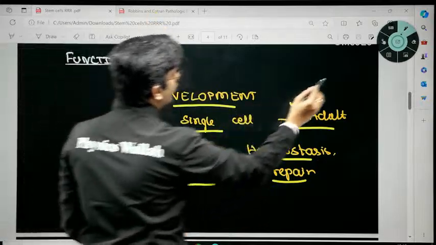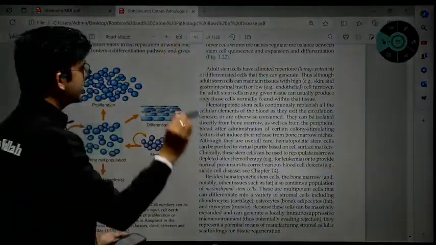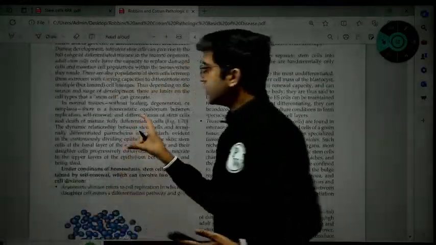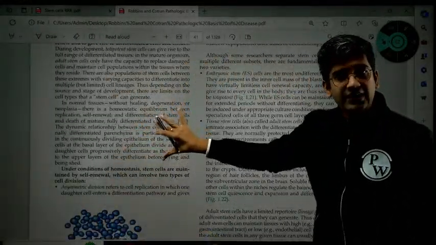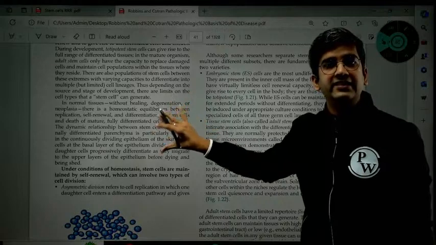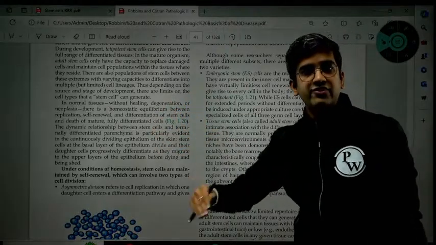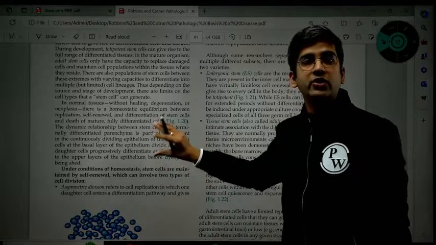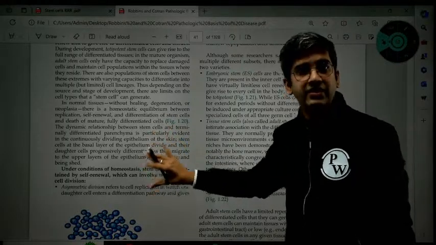Like I said, the only problem with stem cells in Robbins is that the organization is a bit chaotic. If you look at Robbins here, it will be written in this part. So normal tissue, even without healing, requires maintenance of cells for homeostasis, because every day the skin epithelium dies. At the same time, I also need to replace cells at the time of cell damage and cell injury.